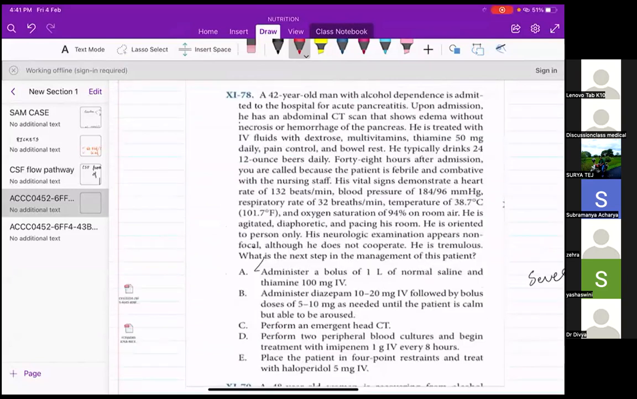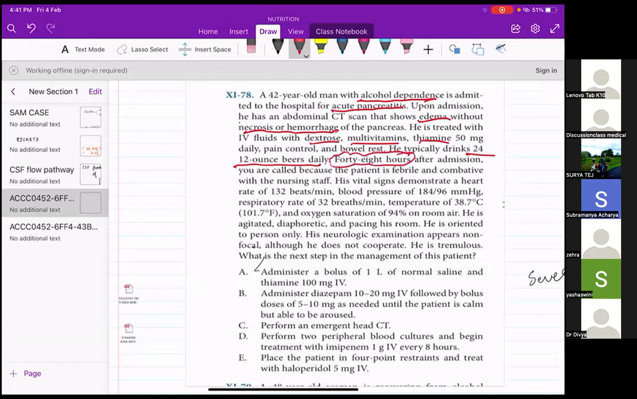A 42-year-old with alcohol dependence, so we know he's alcohol dependent, is admitted for acute pancreatitis. Upon admission, he has an abdominal CT scan which shows edema without necrosis or hemorrhage. He is started on dextrose, multivitamins, thiamine, pain control, and all that. He typically drinks 24 beers daily, so we know he's a chronic alcohol-dependent patient.